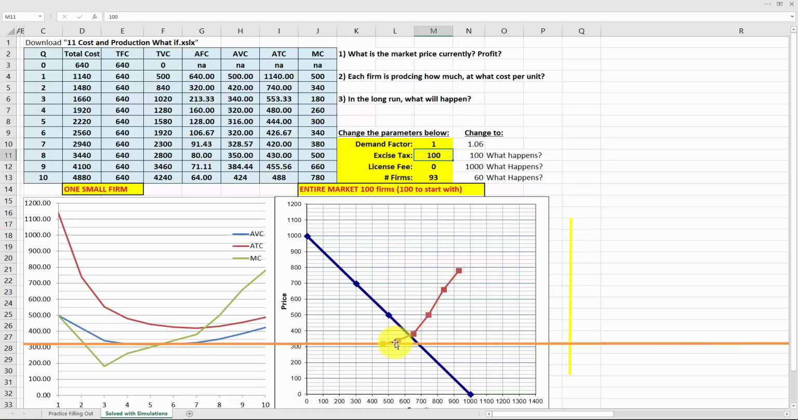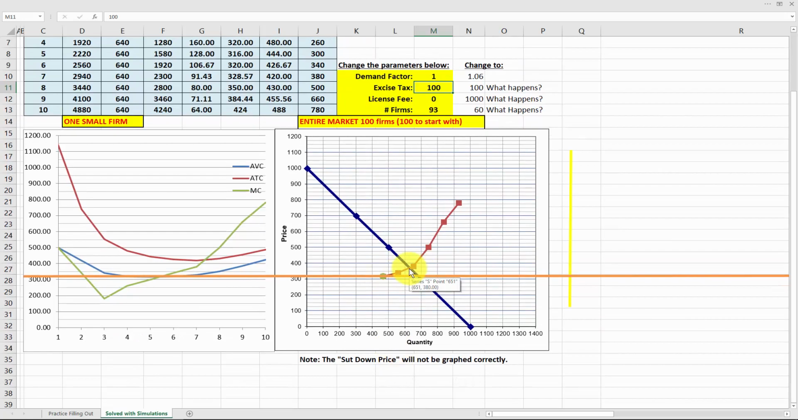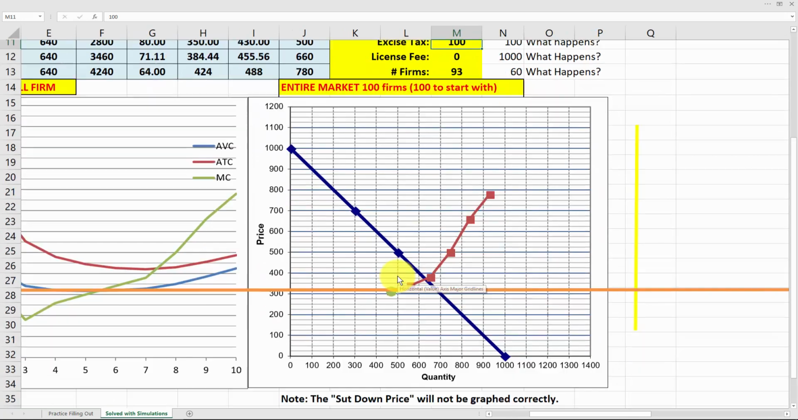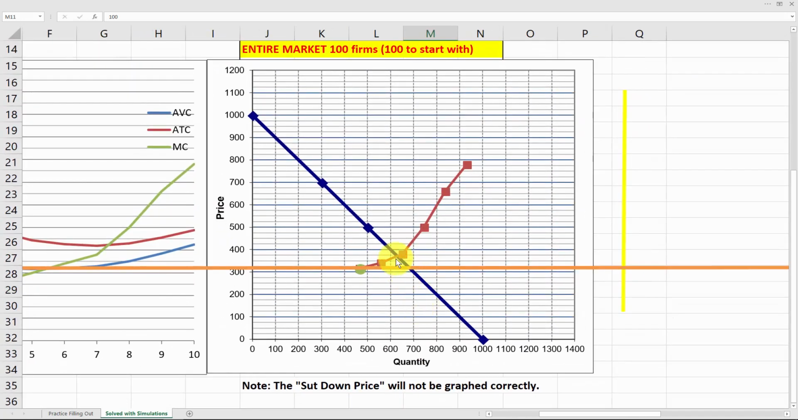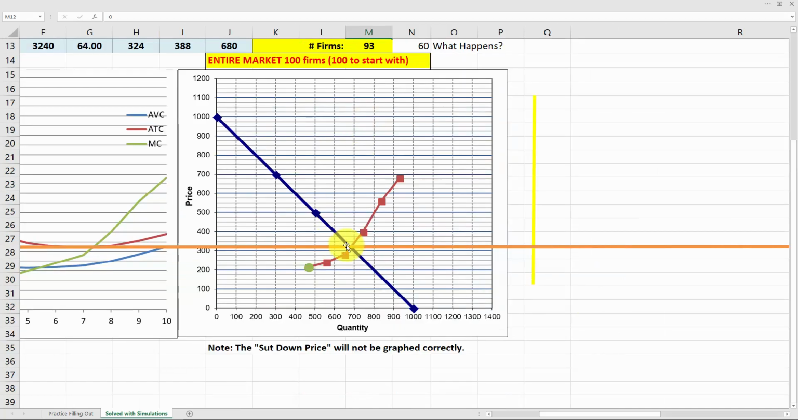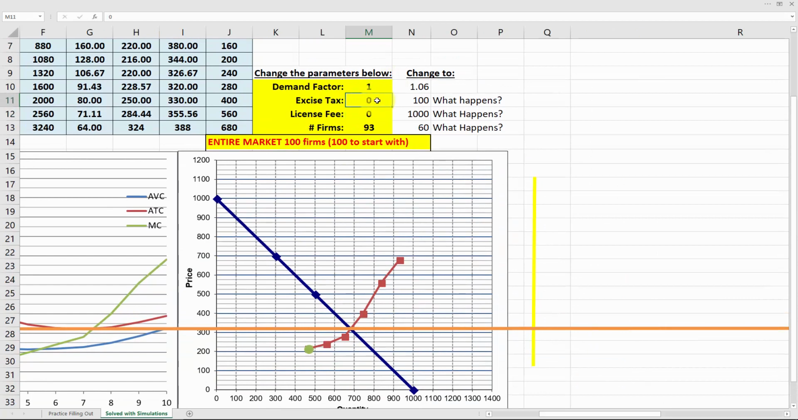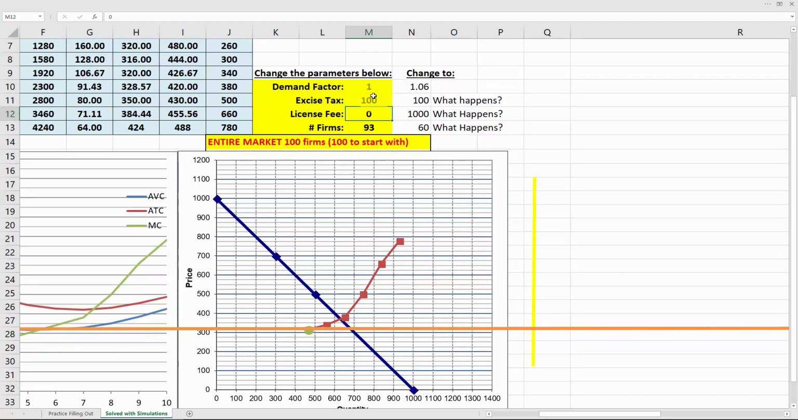So what happens when we add in the $100 per unit tax? What does it look like the new equilibrium price is now? If I had to guess, that looks like that's $325, $350, $375. Around $375, maybe slightly less. Now here's the key. The equilibrium price before the tax was $320. Now when we add in that tax, the equilibrium price is about $370.